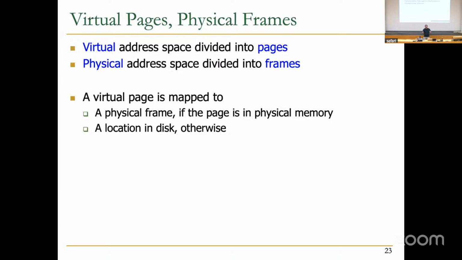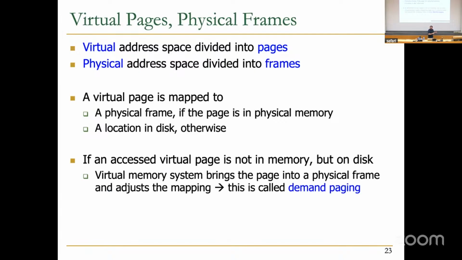The virtual page can be mapped to a physical frame if the page is inside the memory, or a location in the disk. So if we access a virtual page that does not reside inside the memory, but is on a disk, then we need to bring the physical frame from the disk inside the physical memory and adjust the mapping. This is called demand paging, because we're fetching the data inside the physical memory only when they're accessed. When you create an array in C with 1 million elements, your system underneath does not reserve 1 million elements for you. Only when you start writing and initializing this data structure, you start allocating physical memory in your system.